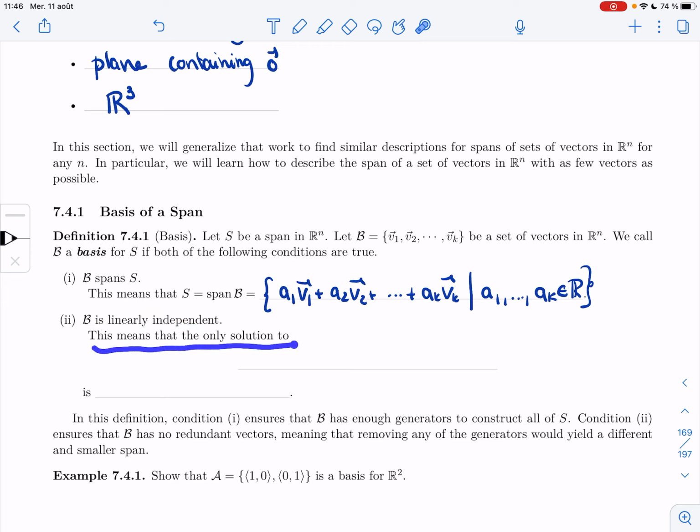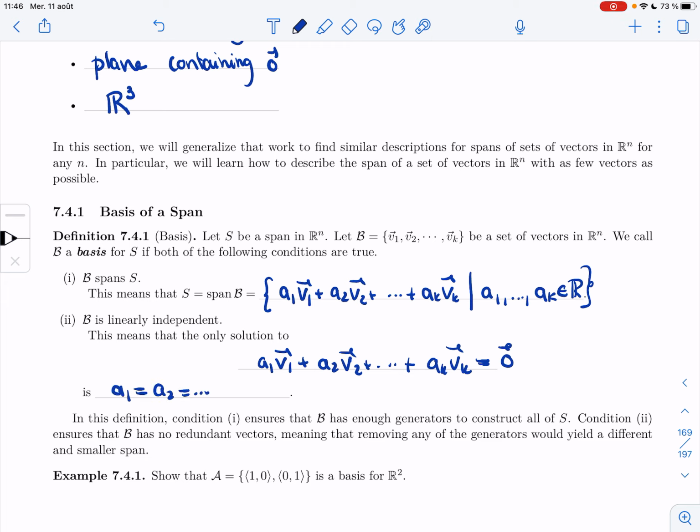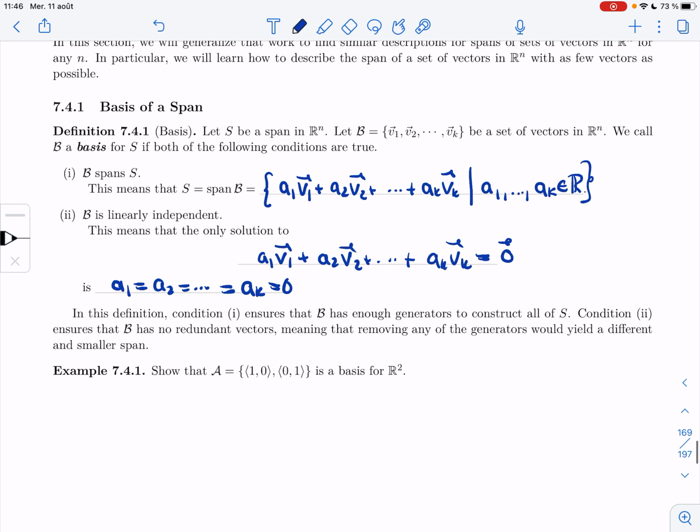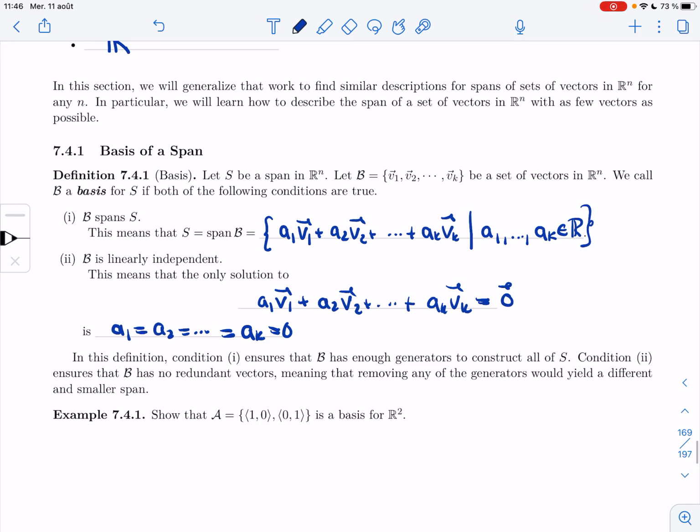This means that the only way of expressing the zero vector as a linear combination of these vectors is if you have every single coefficient be zero. There are no other ways. All right, so we need these two conditions. Once we have these two conditions, we call B a basis.